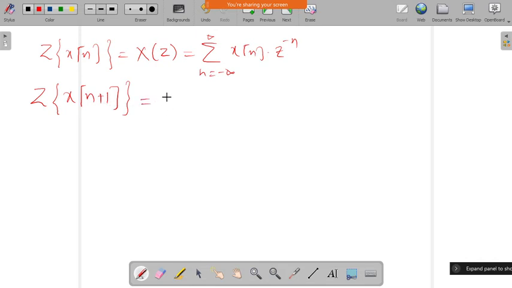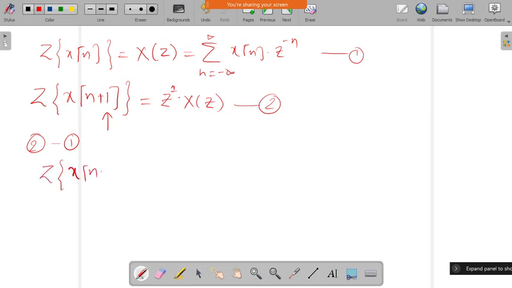Its corresponding z transform will be the shifted value multiplied by X(z), so the power will be multiplied by z^n. Now this is equation 1 and this is equation 2. Now subtract 1 from 2. If I take 2 minus 1, the z transform of x[n+1] minus the z transform of x[n] will be equal to z X(z) minus X(z).